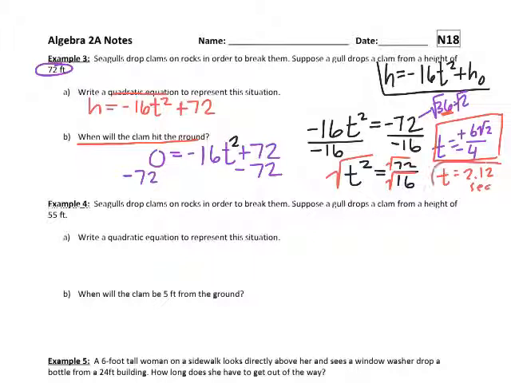Okay, now if you think about the amount of time that it took for the egg to fall 50 feet in our previous example, and how long it took for a clam, which is about the same amount of weight as an egg, it took 2.12 seconds because it went further, right? It went 72 feet instead of 50.